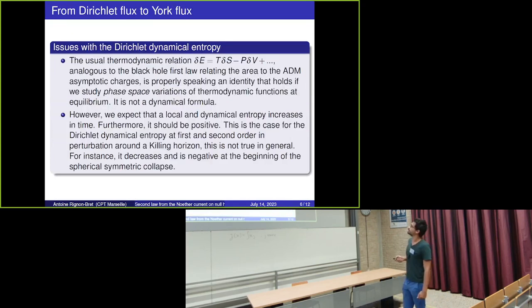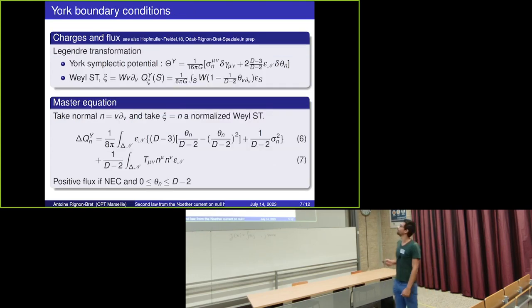So this is good, but we still have issues with this Dirichlet symplectic potential because, as we said, first of all, the first law works only between equilibrium states in usual thermodynamics, but also we want an entropy that increases in time, and this Dirichlet entropy actually increases in time and is positive at first and second order in perturbation around the background Killing field, but not at the early stage of the collapse. So how do we change our definitions of the Noether charge to get something that might be better?